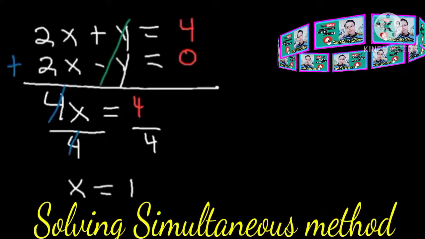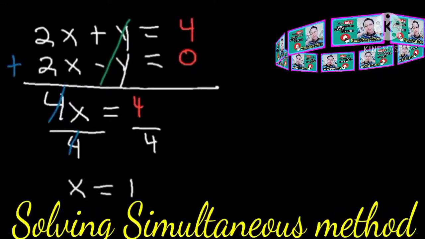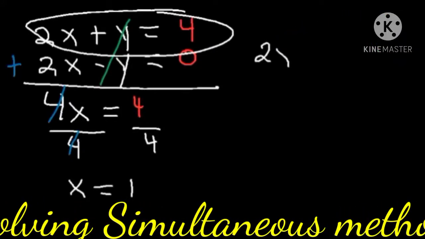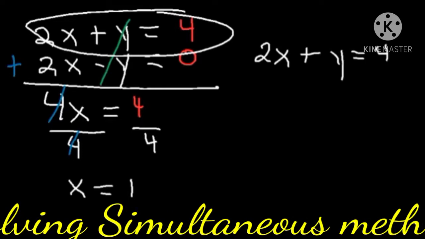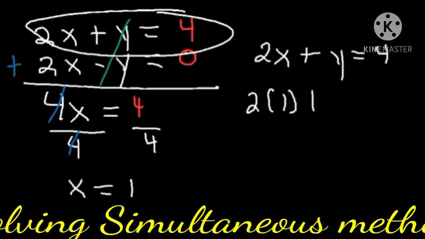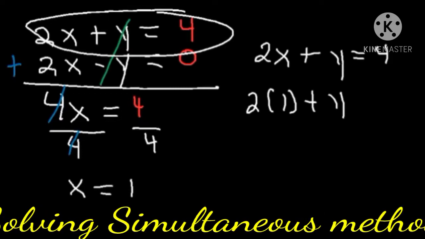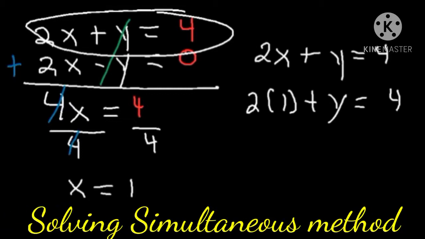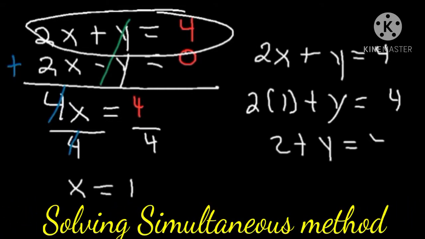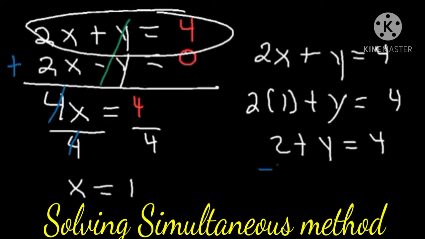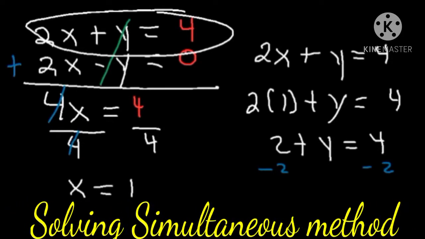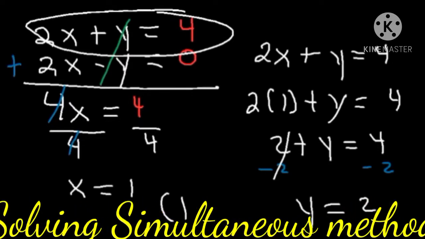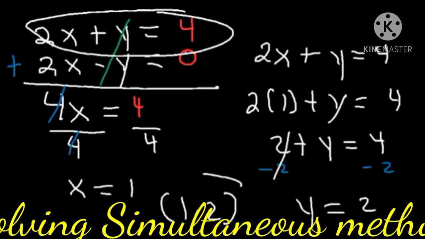Now that we have the value of x, we need to plug it into one of the original equations to solve for y. Let's use the first equation: 2x plus y is equal to 4. Let's replace x with 1. So 2 plus y is equal to 4. Let's subtract both sides by 2. So we can see that y is equal to 4 minus 2, which is 2. So the answer, as an ordered pair, is (1, 2).